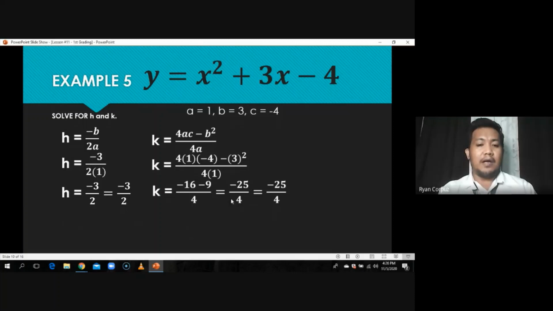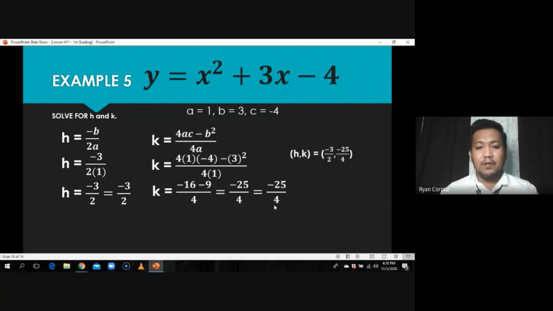Negative 25 over 4, since 25 is not exactly divisible by 4, even though it is written in improper form, it's already the answer to the value of k. So we can already accept that as an answer. So the value of k is negative 25 over 4.